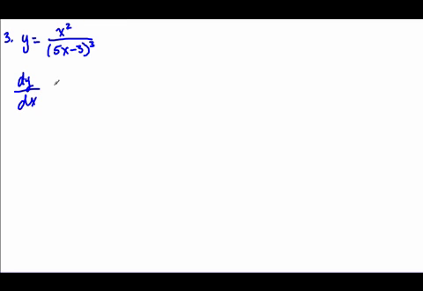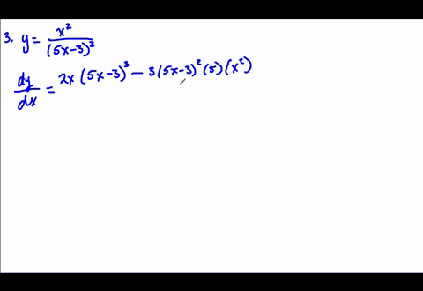So let's do it. So remember, it's the derivative of the top times the bottom minus the derivative of the bottom, which is 3, times 5x minus 3 squared times 5. All right, that's just the derivative of the bottom, remember. So we have to multiply it times the top as well, which is x squared. Okay? All divided by the bottom squared.